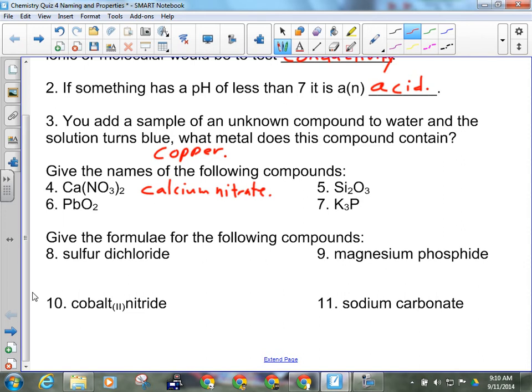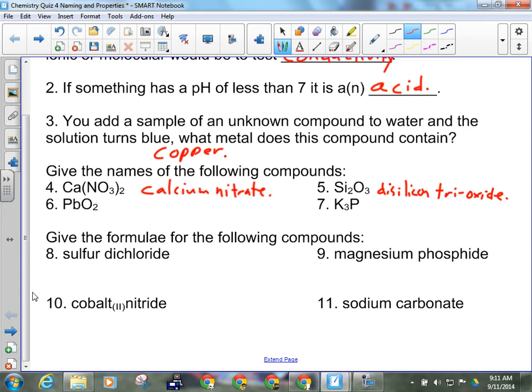Okay, for number 5, I've got 2 nonmetals, so I'm going to need prefixes. Disilicon, okay, trioxide. Questions on either of those?